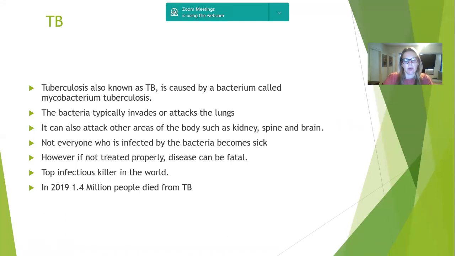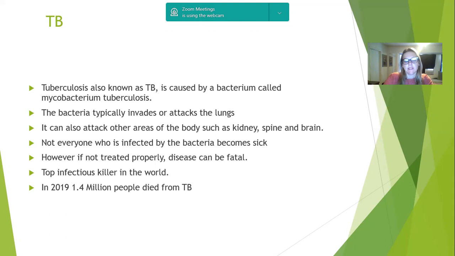Tuberculosis, also known as TB, is caused by a bacterium called Mycobacterium tuberculosis. The bacteria typically invade or attack the lungs. It can also attack other areas of the body, such as the kidney, the spine, and the brain. Not everyone who is infected by the bacteria becomes sick. However, if not treated properly, the disease can be fatal.